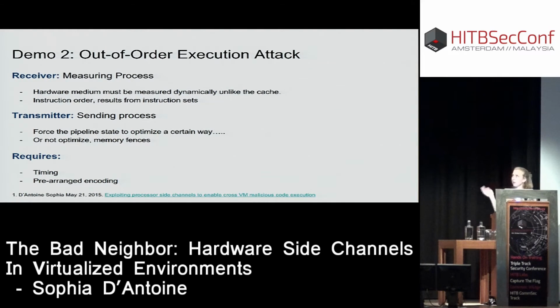So based on that, I can create a receiver which is measuring. So it has these threads, and it's looking for these erroneous return values. And based on the quantity of those values it receives over a certain time frame, it can determine bits of meaning from that. The transmitter, on the other hand, has to be able to deterministically force the pipeline state to either optimize or not. So to either reorder my instructions to return incorrectly or not. And this requires that some sort of prearranged time is set.